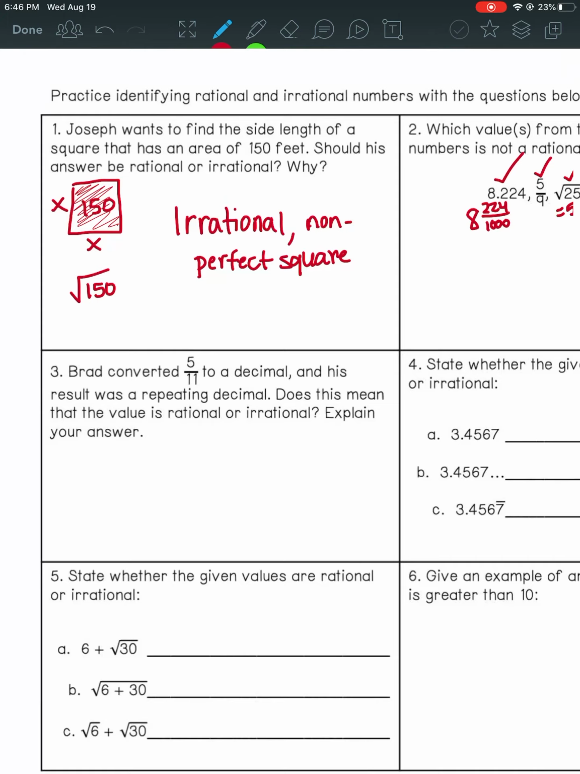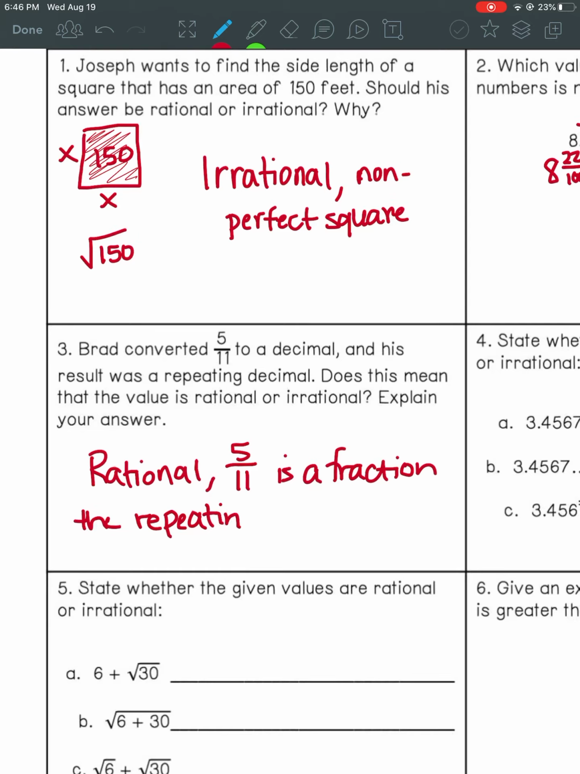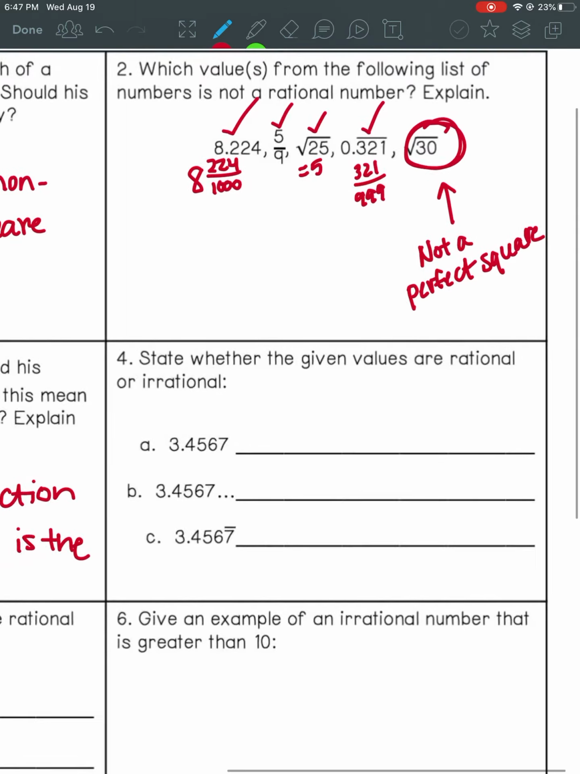All right. Brad converted 5/11ths to a decimal, and his result was a repeating decimal. Does this mean that the value is rational or irrational? This means that it's rational. We already talked about repeating decimals are always rational. So first of all, 5/11ths is a fraction. So we know 5/11ths is rational. And then when we turn it to our repeating decimal, it's the same thing. The repeating decimal is the same number. So repeating decimals can be written as fractions, okay?